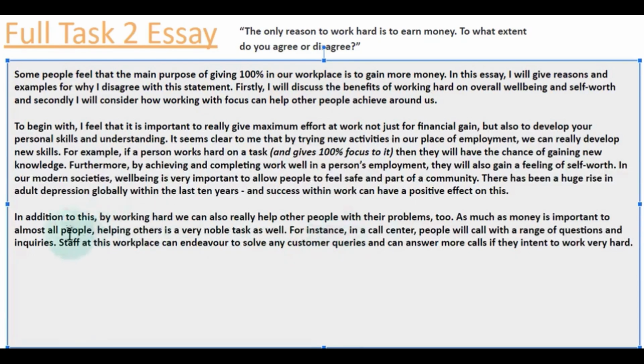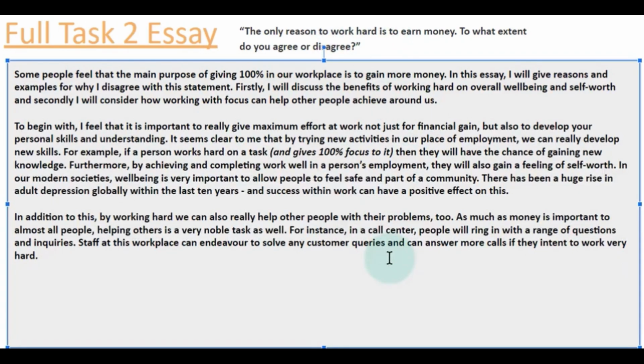Okay, let's just read this back. For instance, in a call center, people will ring in, a little bit informal, but it's okay, with a range of questions and inquiries. Staff at this workplace can endeavour to solve any customer queries and can answer more calls if they intend to work very hard. So another reason to help more people.